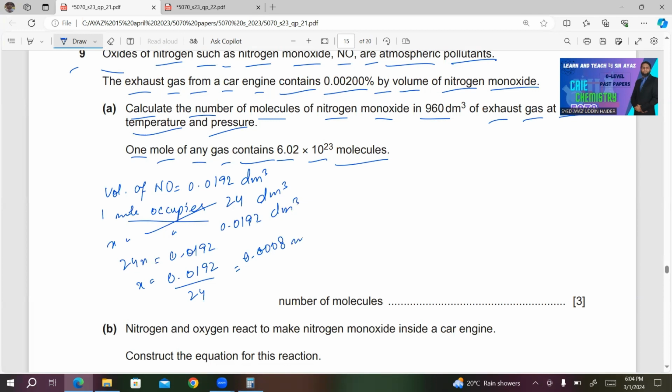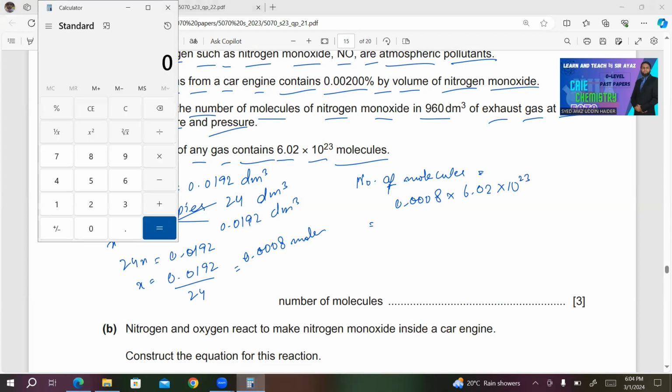0.0008 moles of NO. Now I need to convert this into molecules. So for the number of molecules, multiply moles by the Avogadro number. So 0.0008 multiplied by 6.02 into 10 to the power 23. What will we get?